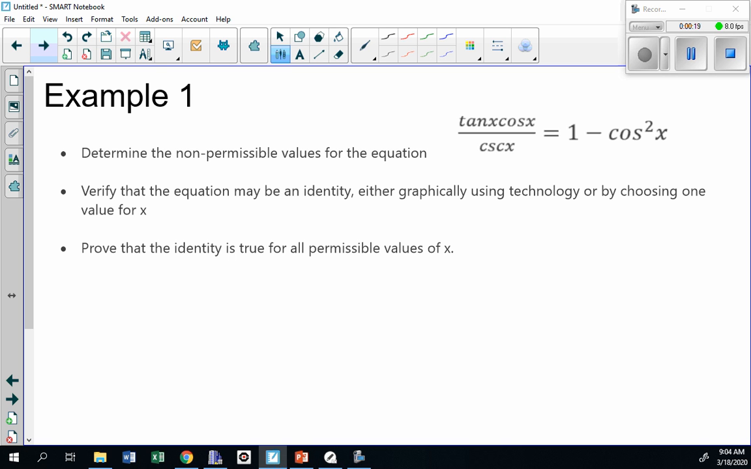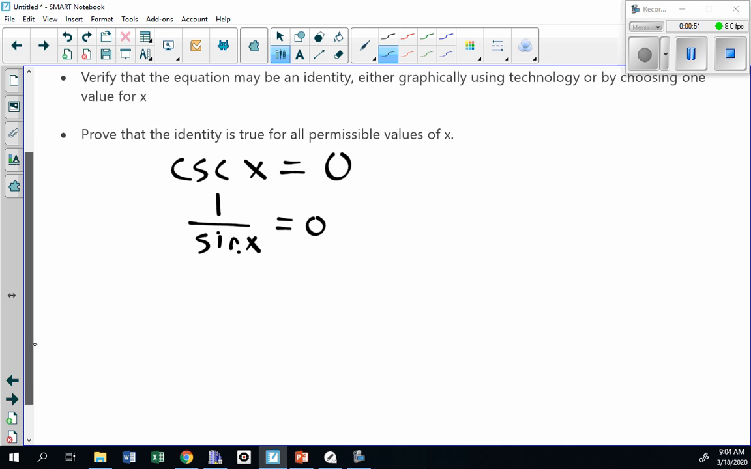So we can do that either graphically using technology or by substituting one value for x. Finally, prove that the identity is true for all values of x. So let's start with the NPVs. We know that we can't divide by 0. So when I'm looking at cosecant x in the denominator, if that is 0 at any point, then the x cannot be that value. So cosecant x is actually 1 over sine x.